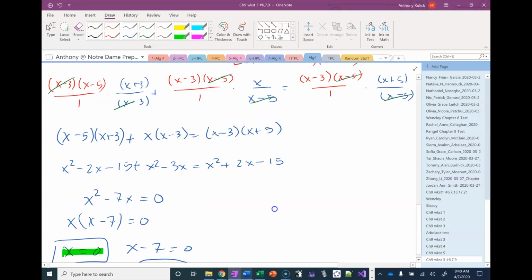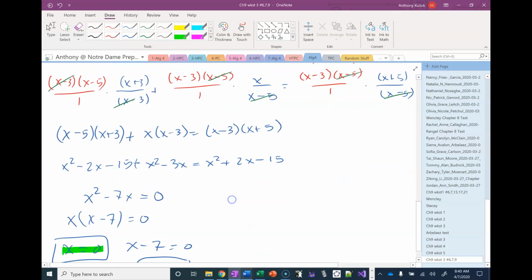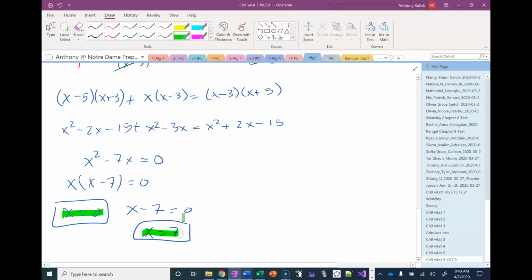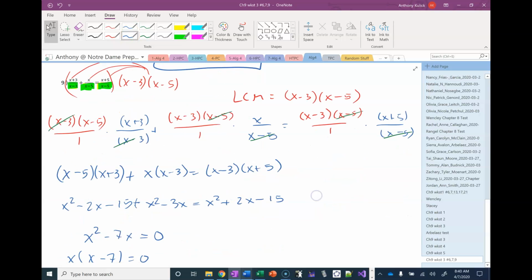So if I look at x equals 0, I go back to the very beginning. If I plug 0 in for x, I don't get a 0 denominator. And if I plug 7 in for x, again, don't get a 0 denominator. So both of those answers are correct.